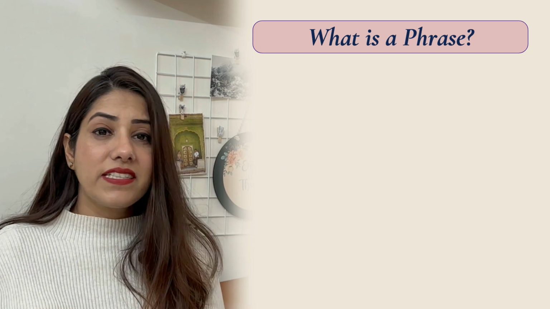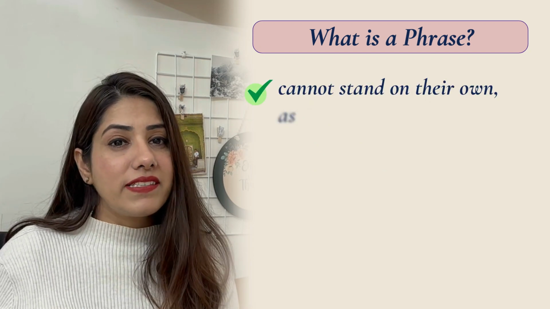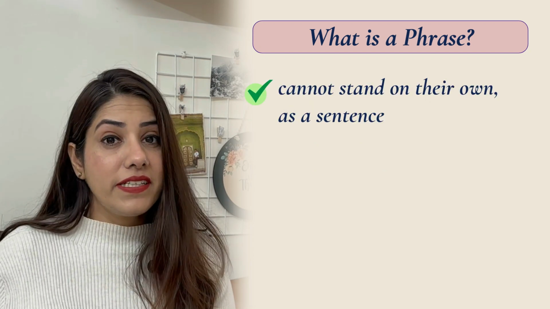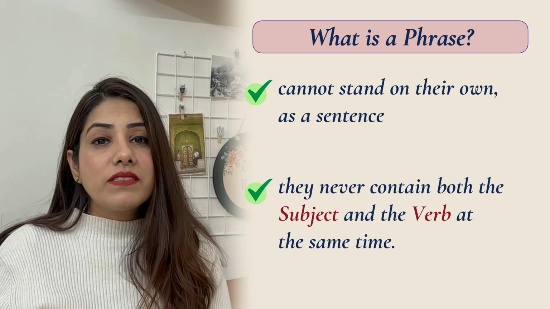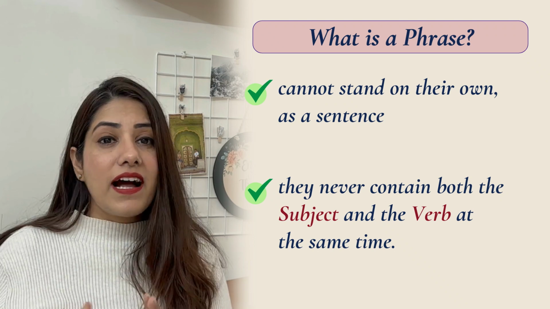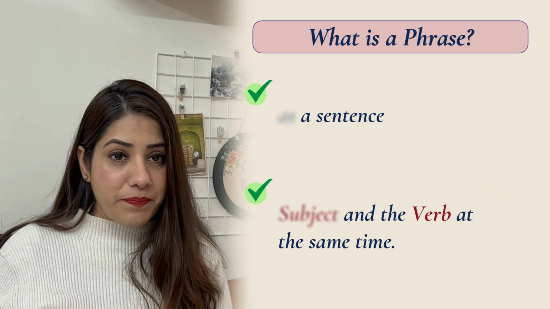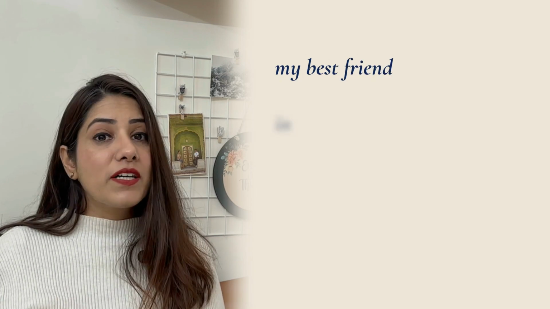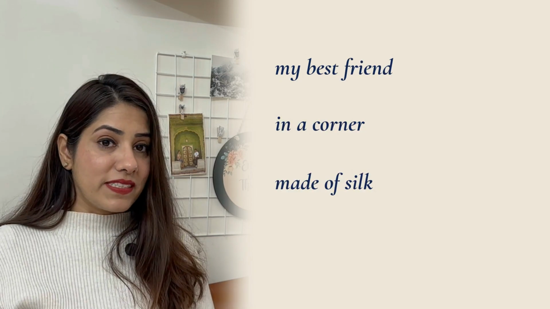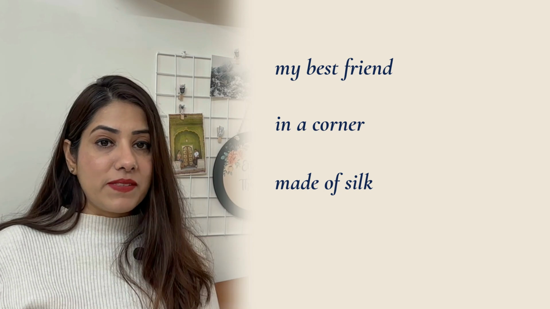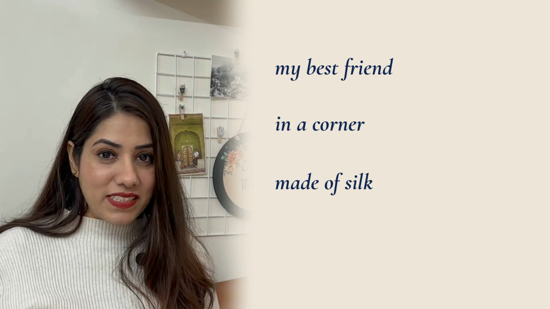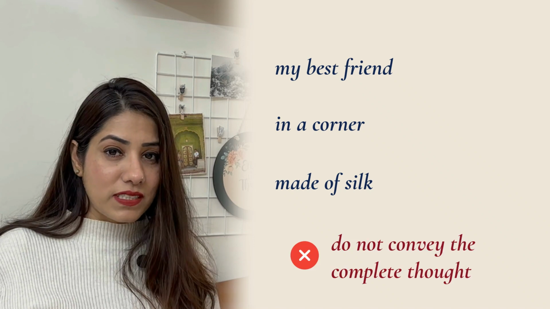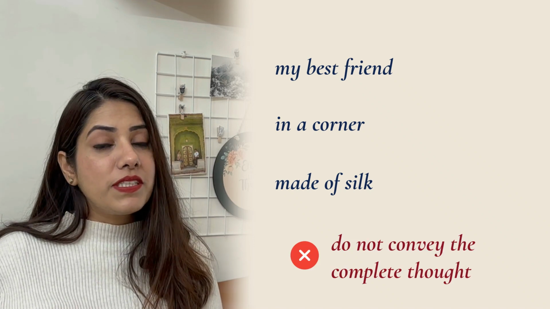So phrases cannot stand alone as a sentence. An important thing here is that phrases never contain both the subject and the verb at the same time. Let's examine these groups of words first. My best friend, in a corner, made of silk. All these words make some sense and they seem to be taken from some sentences, right? They are parts of a sentence, but they do not convey the complete thought.